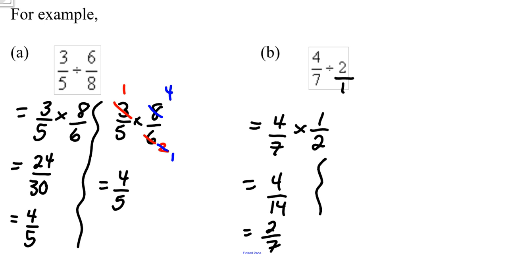Or at this step here, so 4 over 7 times 1 over 2, we could look to cancel. So for example, the 2 and the 4 cancel, and we could go straight to 2 times 1 is 2, and 7 times 1 is 7.